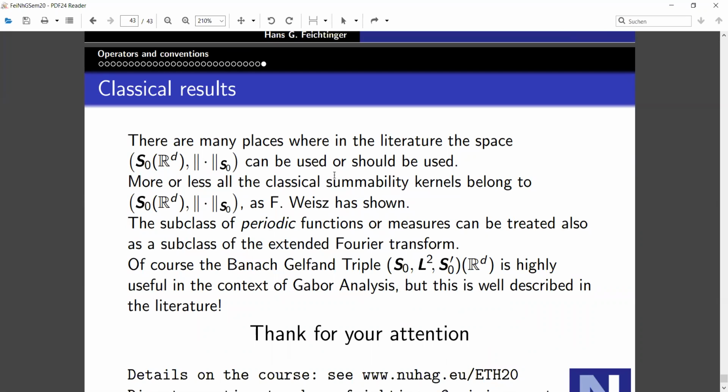There is one paper, meanwhile, where I tried to discuss a little bit how other classical questions, especially questions about summability, can be dealt with using S0. So Ferenc Weisz has checked that all the summability kernels that he knows, and I think he's the world expert on this, are all in S0.